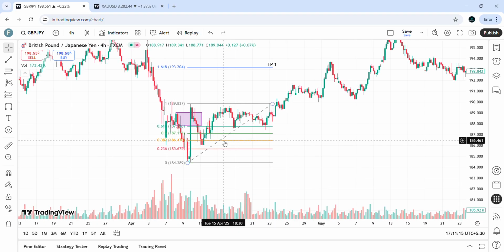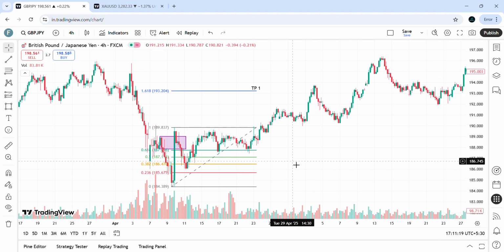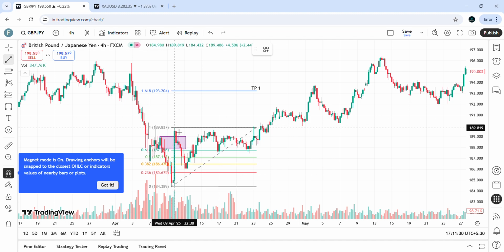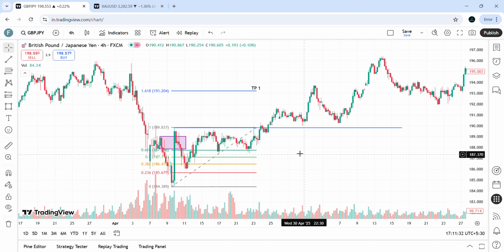Also, if suppose you missed this entry, your second entry could be right after this area broke, right after this swing high that you selected. As soon as it breaks, you could take the rejection back for your entry. You could have entered right over here, or could have waited for the pullback from here. You would have missed at this point, but either way you would have won this trade.